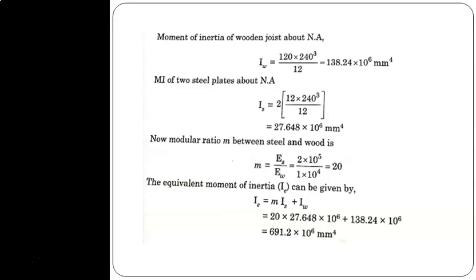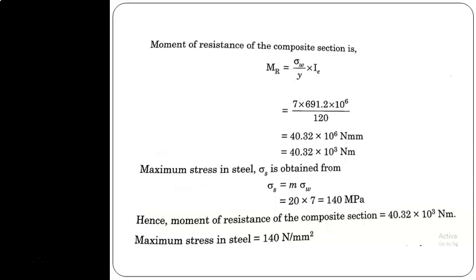Therefore, we will find the equivalent moment of inertia Ie with the use of this relation. And the moment of resistance of the composite section is MR equals sigma W divided by Y into Ie. We just find these things. This is the moment of resistance of the composite section using the relation M by I equals sigma by Y, from which we can find the moment of resistance. Maximum stress in steel sigma S is obtained from sigma S equals m into sigma W. We know sigma W, and from it we can find sigma S for steel.